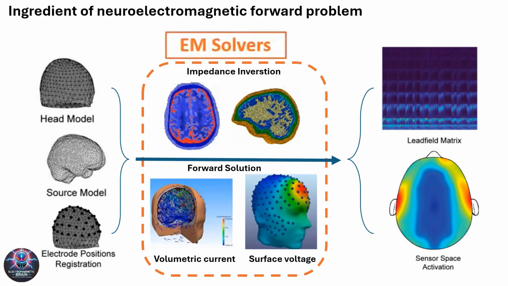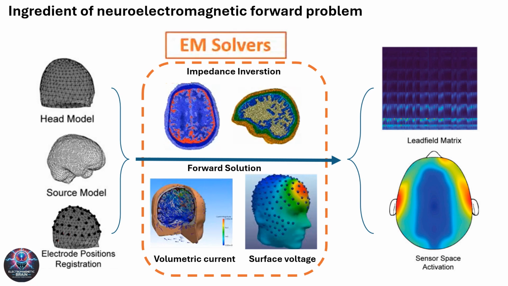In this slide, we outline the information flow and fundamental components of the forward Neuro-Electromagnetic Problem. The process begins by incorporating anatomical and spatial data related to head and source models, as well as information on the positions of electrodes, achieved through electrode position registration.